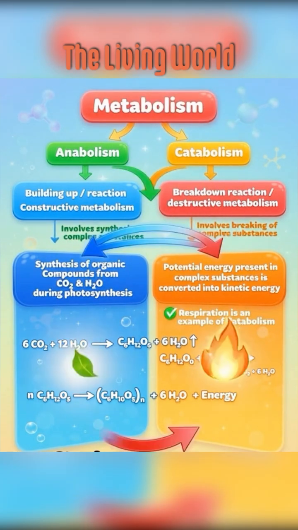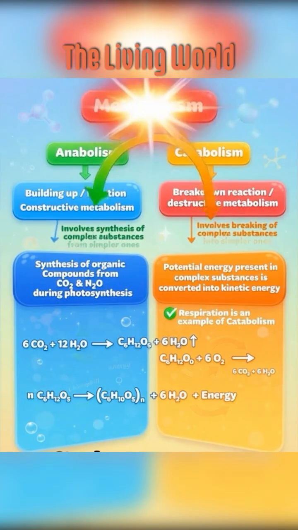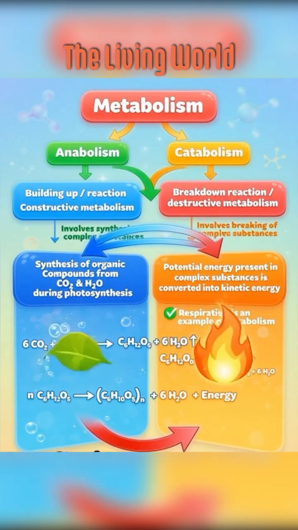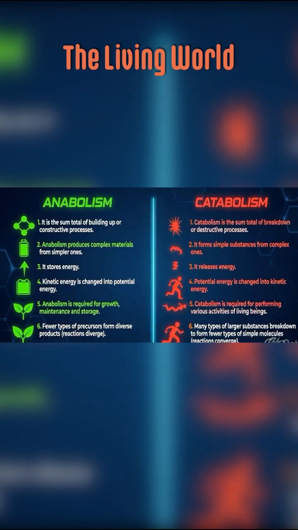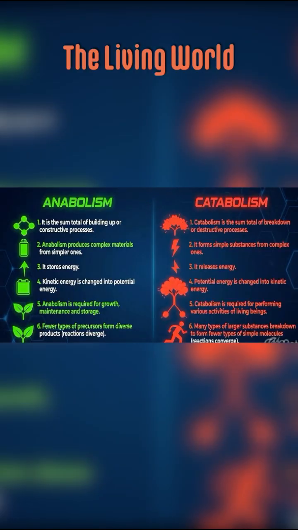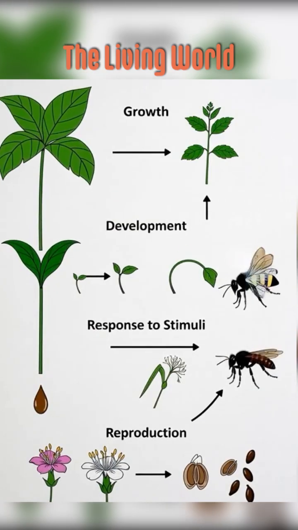It involves the breaking of complex substances into simpler ones. Here, potential energy present in the complex substance is converted into kinetic energy. For example, respiration, in which the glucose molecule is broken down into carbon dioxide, water, and most importantly, energy, which is stored in the form of ATP in the living cells.